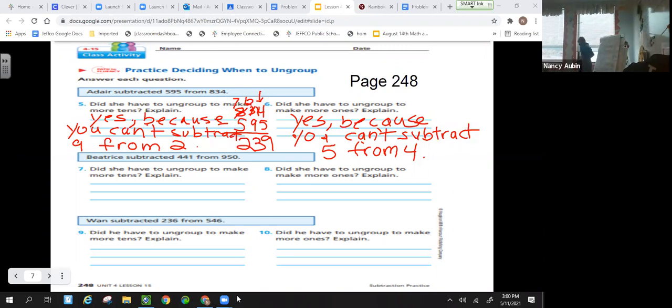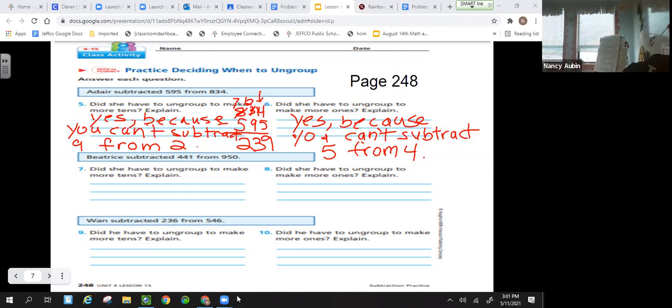You couldn't subtract 4 from 5 instead of 5 from 4. But you can do 4 from 5. 4 from 5 is 1. You can't, because 4 is too small. If I try to take 5 from 4, can I do that? I can't. It's not enough.